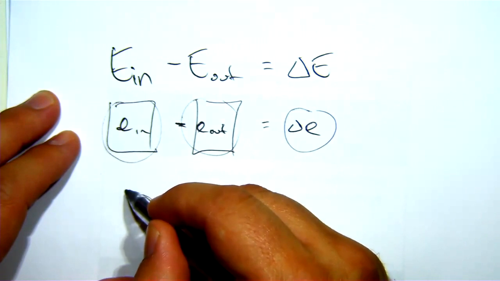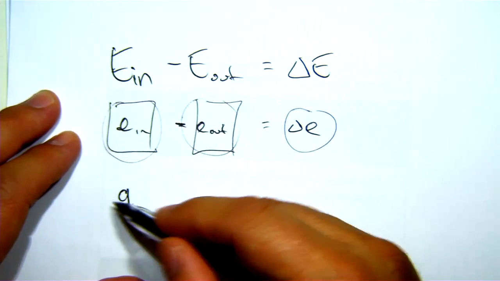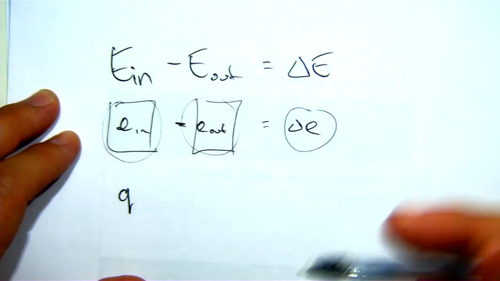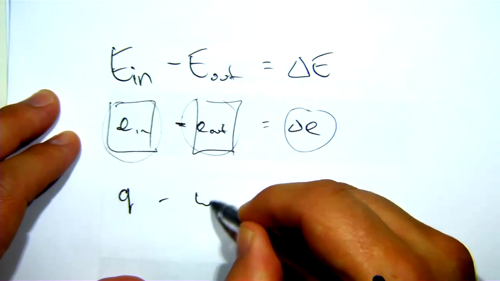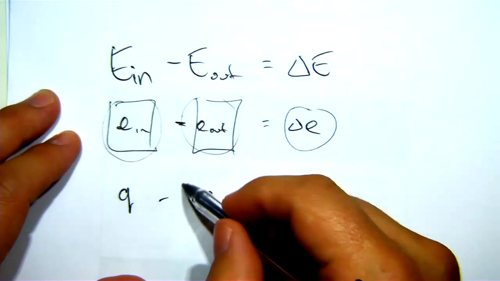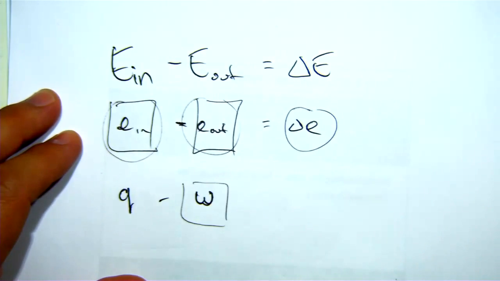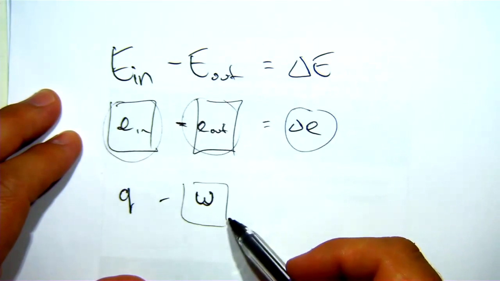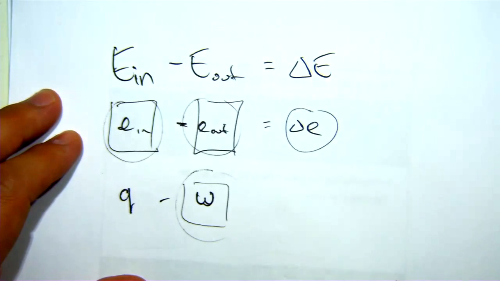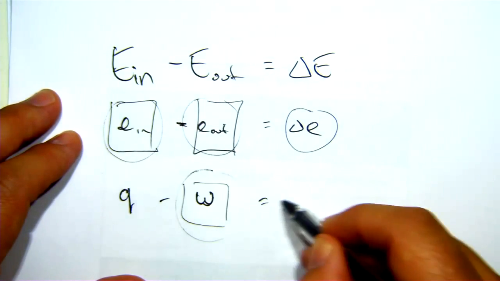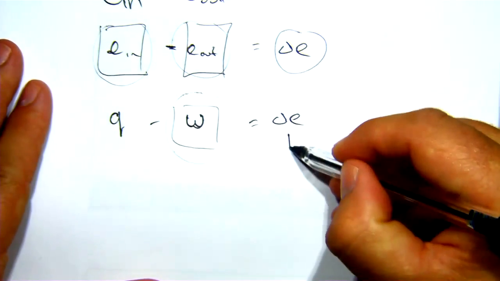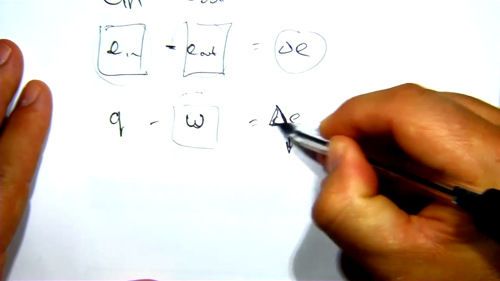This goes Q. I don't write Q in. If I leave it as a positive Q, that is heat transfer into the system. Minus work. I don't write work out because if I just write work and I leave it as a positive, I understand there's a minus there. Bear with me. If I leave this as a positive, I'm saying the work out of the system equals delta E. Sorry, my deltas aren't very good, they're more like circles.